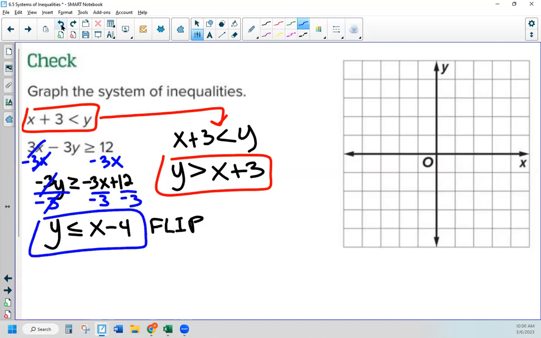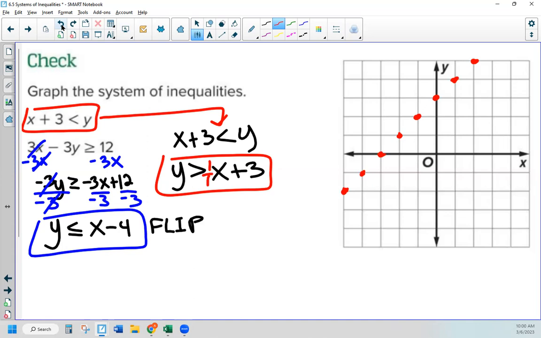Let's go ahead and graph the red one. The red one has a y-intercept of 3. So on my y-axis, I'm going to go 1, 2, 3, up 3. And then my slope is 1, which is 1 over 1, right? Up 1 to the right 1, up 1 to the right 1, or I can go down and left, down and left, down and left.